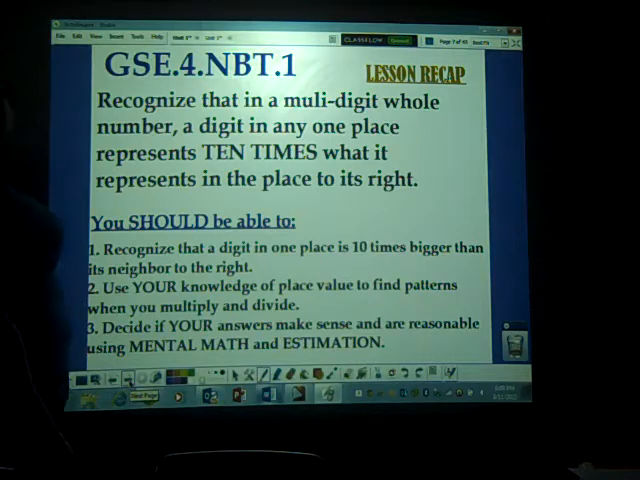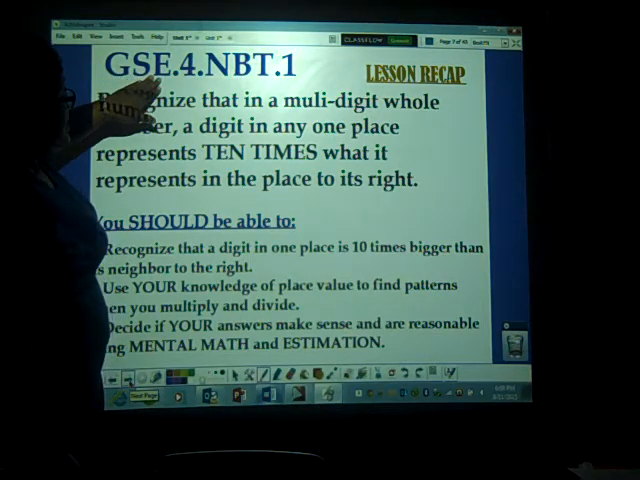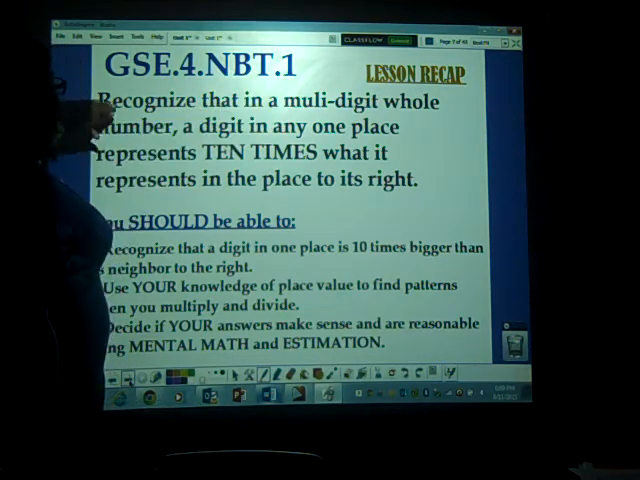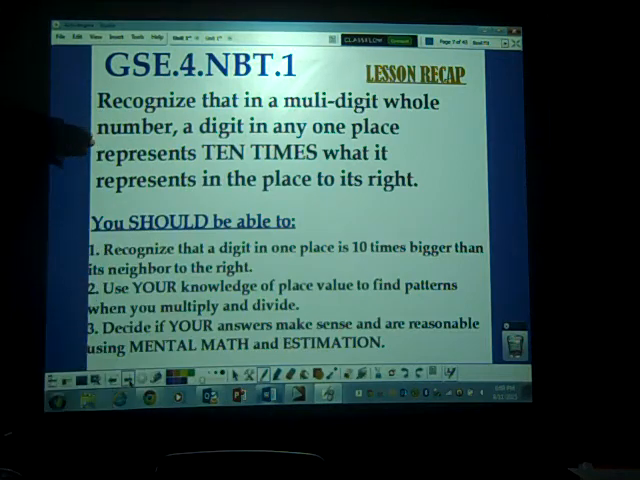So now let's recap. This is Georgia Standard of Excellence, 4th grade, Numbers and Operations in Base 10, First Standard. Recognize that in a multi-digit whole number, a digit in any one place represents 10 times what it represents in the place to its right. Now you should be able to, 1, recognize that a digit in one place is 10 times bigger than its neighbor to the right. 2, use your knowledge of place value to find patterns when you multiply and divide. And 3, decide if your answers make sense and are reasonable using mental math and estimation.